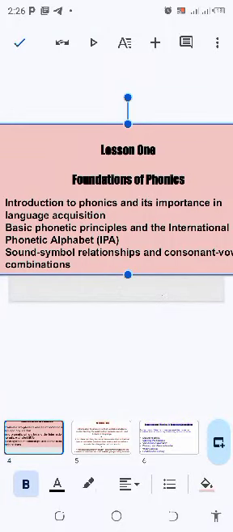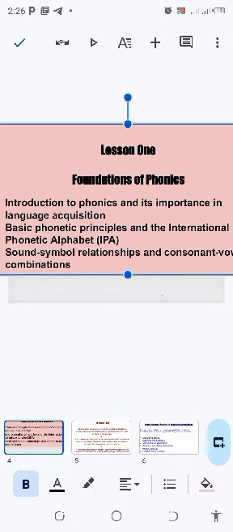So, lesson one, like I said, is the foundation of phonics. What is phonics? One, we are going to be introduced to phonics and its importance in language acquisition. Two, the basic phonetic alphabet principles and the International Phonetic Alphabet. Three, we're going to learn sound symbol relationships, then consonant vowel combinations. How do we do that? This is what is going to be taught, or these are what we're going to learn in our lesson one. In the first module, we're going to learn all of this.